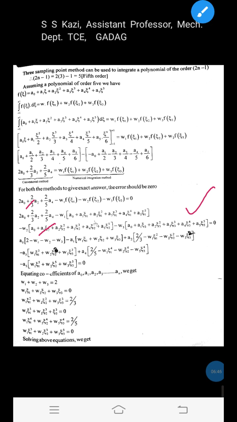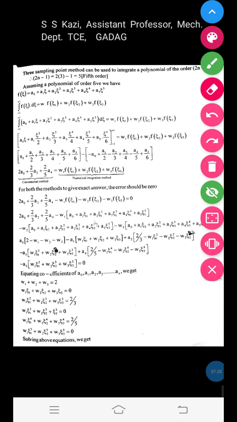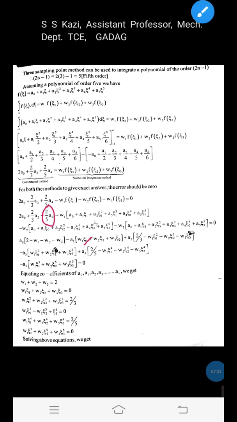a0 coefficient if you take, then common of a0 we will get a0 into bracket 2 minus w1 minus w2 minus w3, minus a1 coefficient you will get w1 zeta 1 plus w2 zeta 2 plus w3 zeta 3, plus a2 into bracket we will get 2 by 3 is the common minus w1 zeta 1 square minus w2 zeta 2 square minus w3 zeta 3 square, and minus a3 common is w1 zeta 1 cube plus w2 zeta 2 cube plus w3 zeta 3 cube.